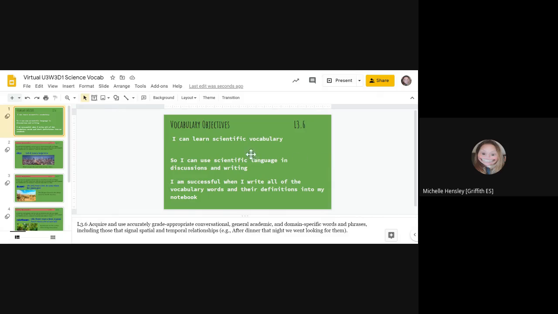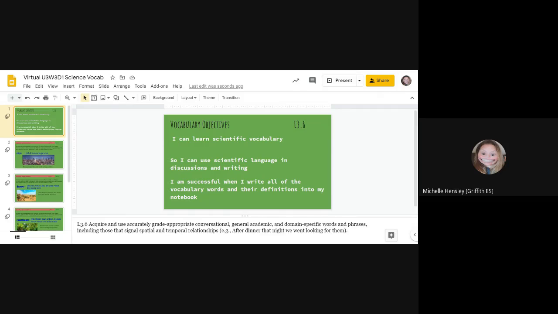All right, so we are going to learn some more science vocabulary today for Unit 3, our unit on what is so amazing about plants. And as always with our vocabulary, we're going with a language objective, and the language objective is L for language, 3 for third grade, dot 6, and that says that we will acquire and use accurately grade appropriate conversational, general academic, and domain specific words and phrases, including those that signal spatial and temporal relationships.